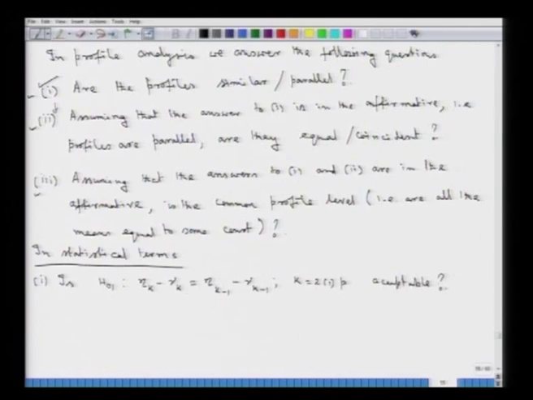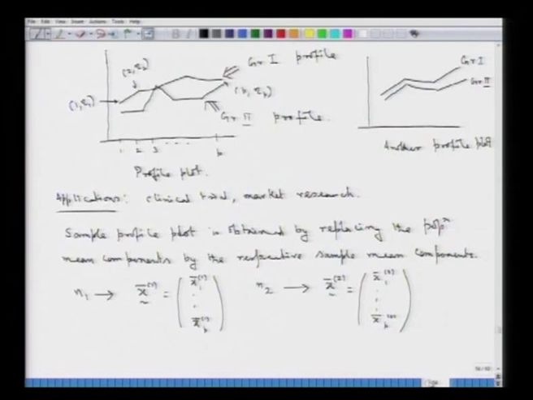Now, how is this going to be related with the parallelity of the profiles? Because if you look at a profile plot, we will have this as the profile of group 1, this as the profile of group 2. So, we take this point as eta 1, this point as nu 1. So, this is the difference eta 1 minus nu 1, and this is the difference eta 2 minus nu 2.